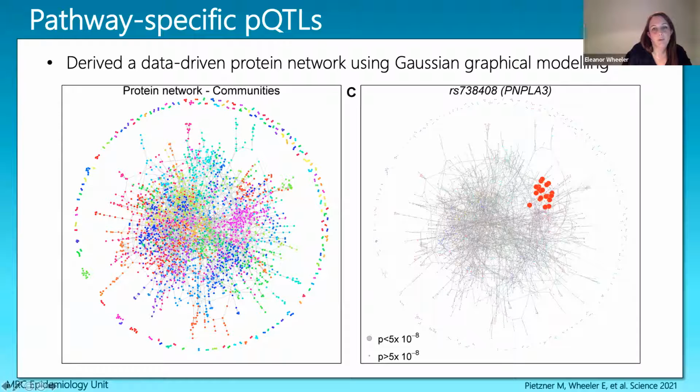And one example from the protein network that wouldn't have been identified using gene ontology alone was a cis pQTL for PNPLA3, a non-alcoholic fatty liver disease variant, which tags a missense variant that makes the protein resistant to degradation. And this leads to an accumulation of hepatic lipid droplets causing fatty liver disease.